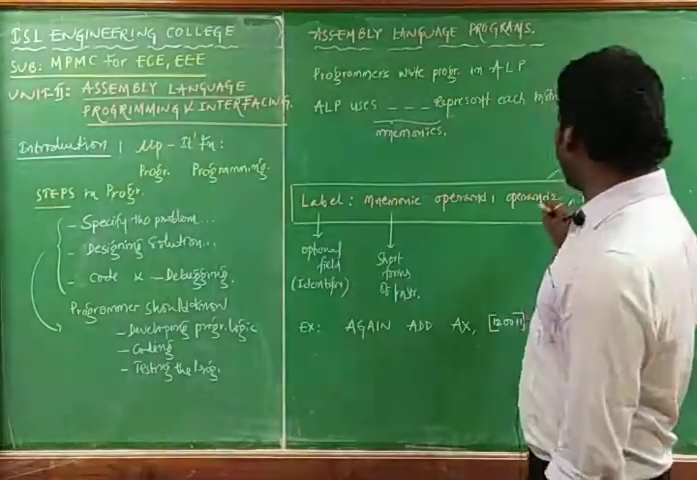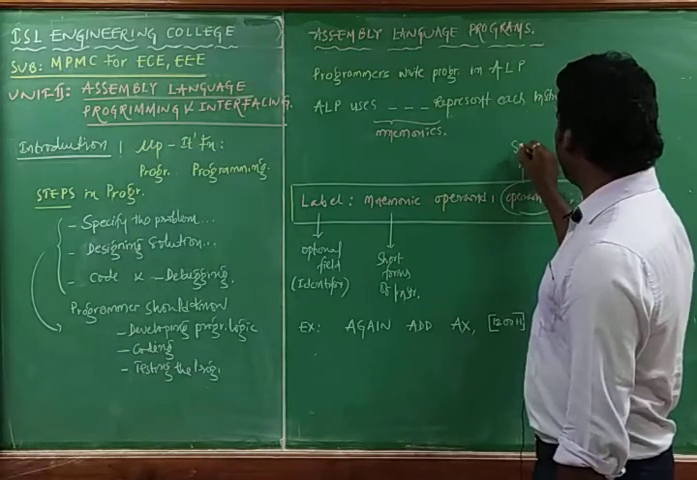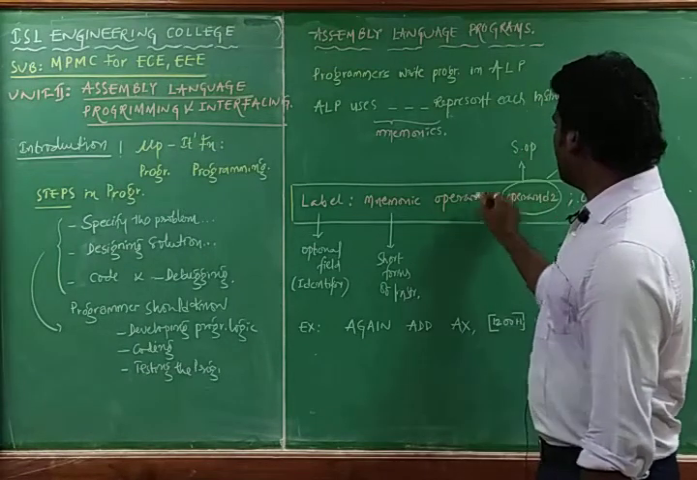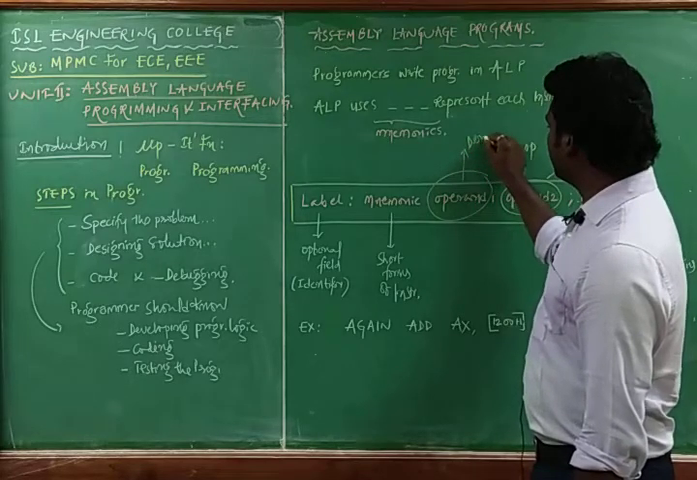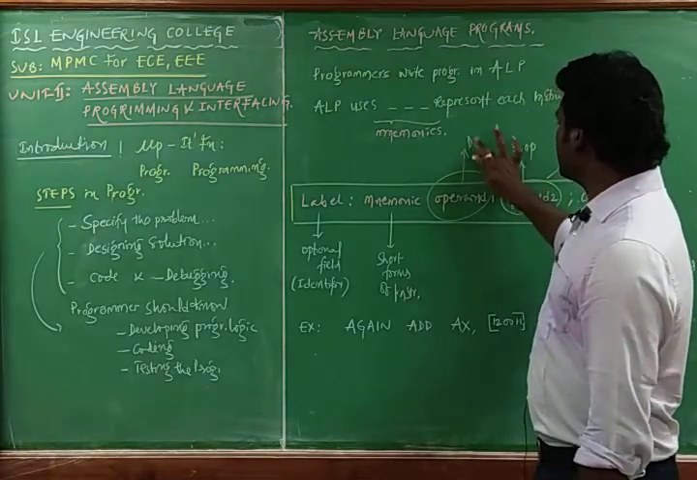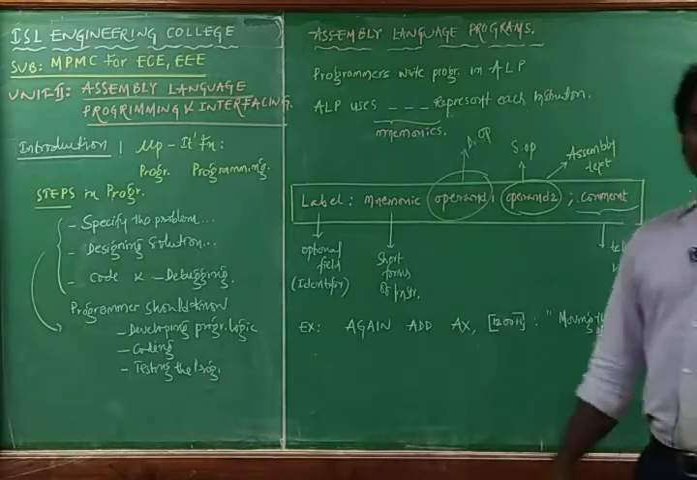This operand 2 is named as source operand, and this operand 1 is named as destination operand. This is the source operand and this one is the destination operand.